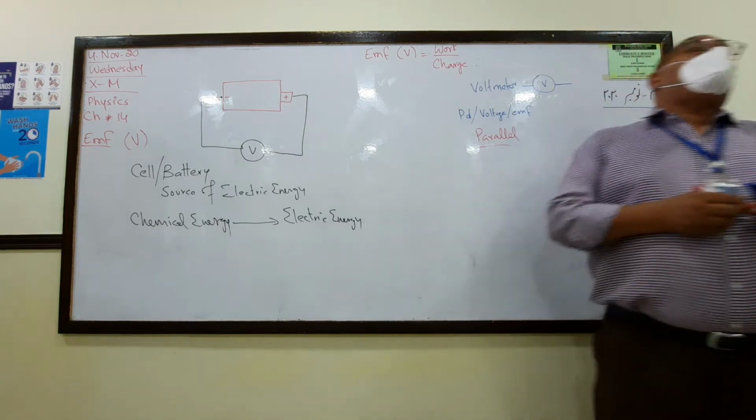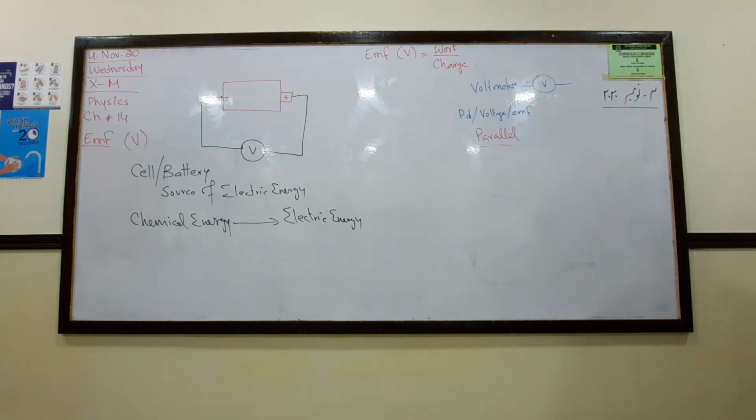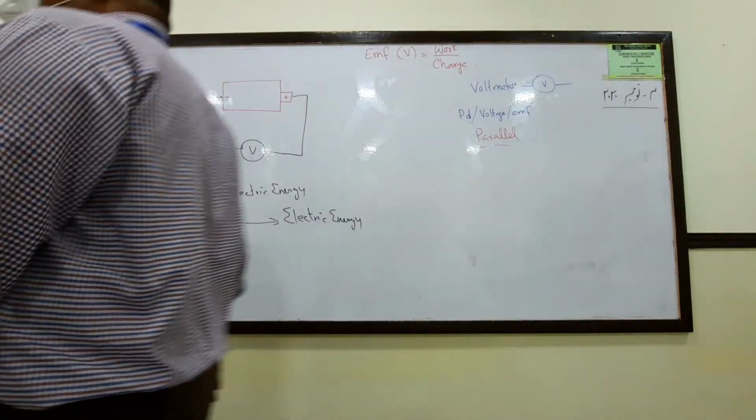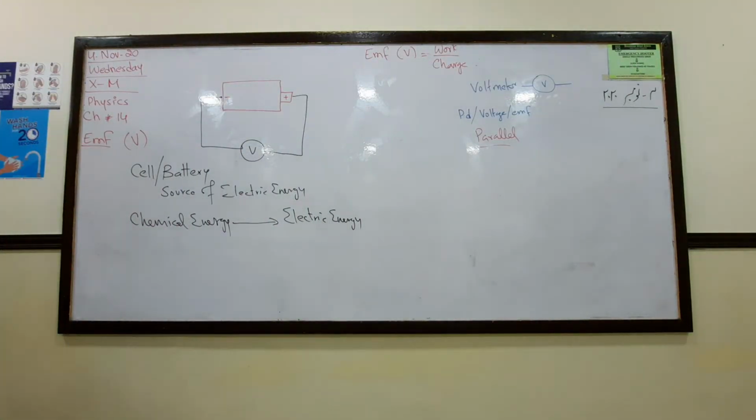It is connected in parallel. Wherever you want to measure the voltage difference, wherever you want to find out the potential difference, the voltmeter should be connected parallel to that appliance. It should be connected parallel to that resistance. It should be connected parallel to that cell.